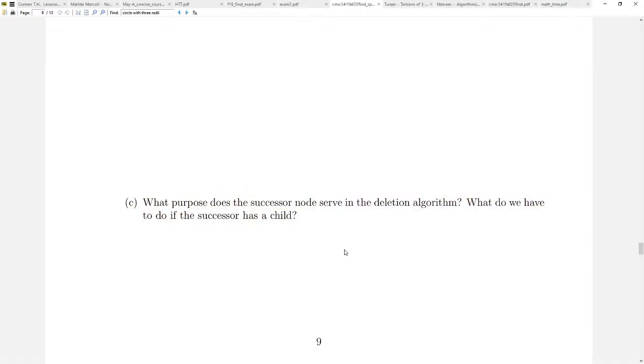And then here, what purpose does the successor serve in the deletion algorithm? So what do we do if the successor has a child? So basically what I mean by that is, remember what the successor is, right? The successor is the smallest node on the right-hand side of the tree that's bigger than the node that we found that we're going to delete.